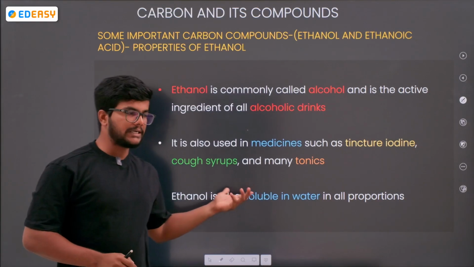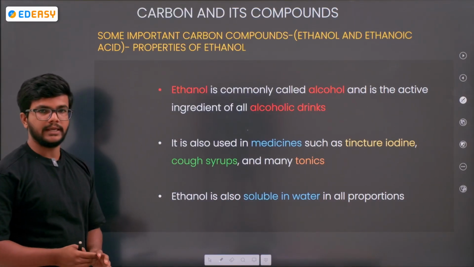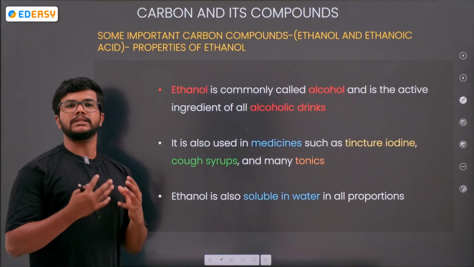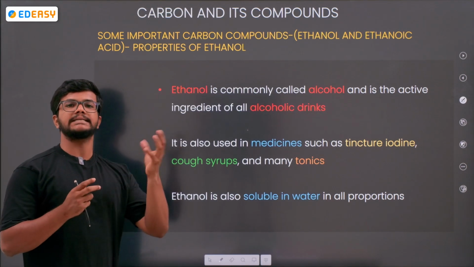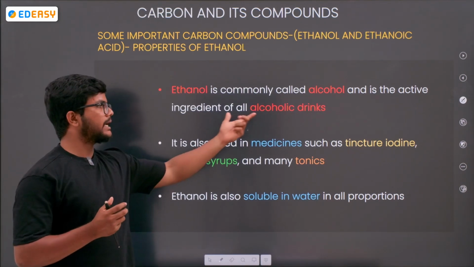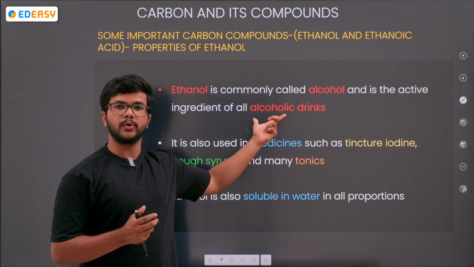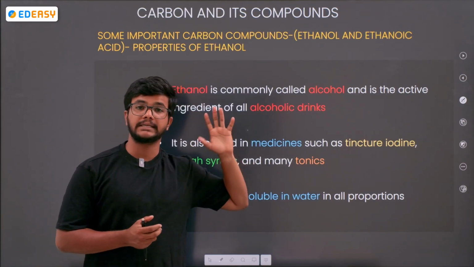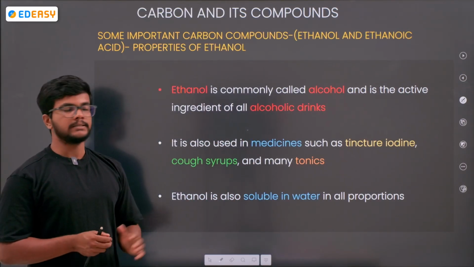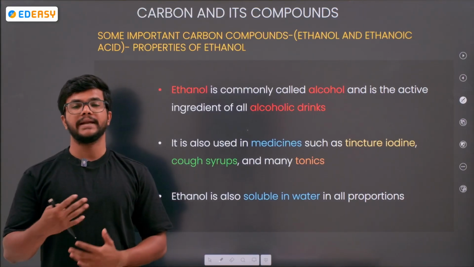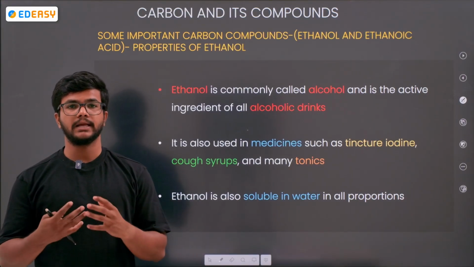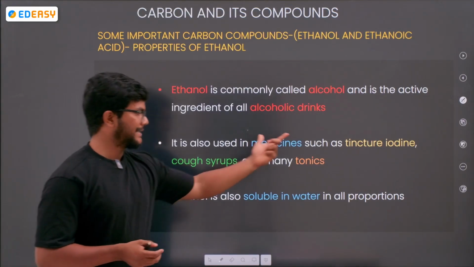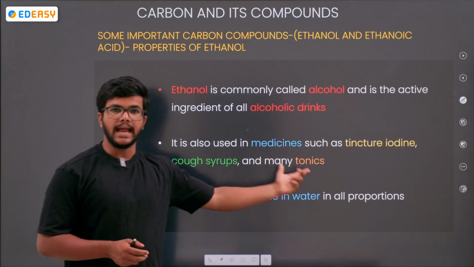So first, properties of ethanol. We already know that ethanol is an alcohol because it contains the alcohol functional group, which can be used as the active ingredient of alcoholic drinks, and it can be used for medical purposes also. They are used as an ingredient in tincture of iodine, cough syrups and tonics.